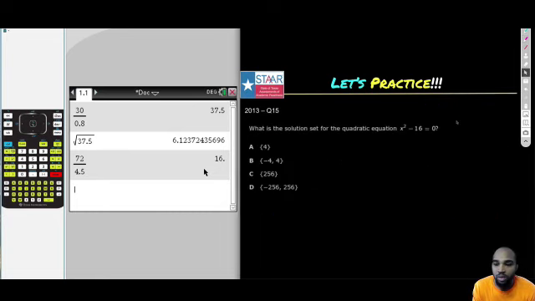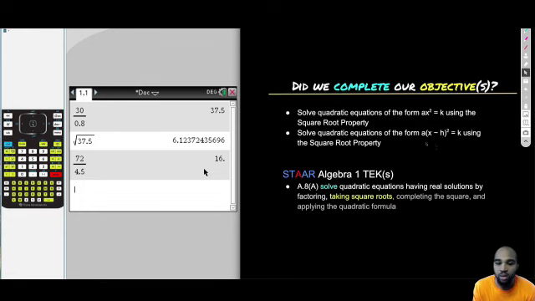And that brings us to this one here. We just did that one actually. This sets up the same way, so I'm not going to do that one. Did we answer our question? Yes, solve quadratic equations having real solutions by taking the square roots. We solved them by taking the square roots. Good job to you, fantastic.